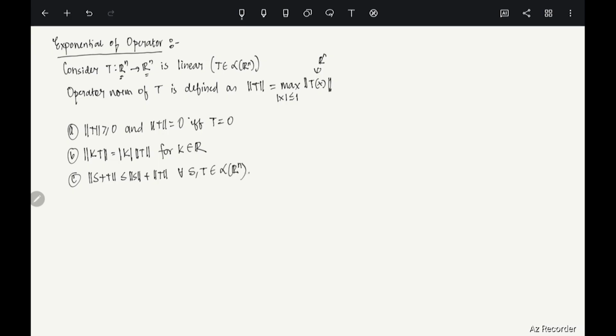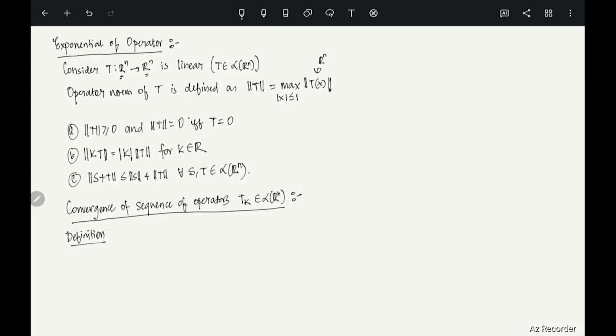Clear? Now this is fine. We have to define some kind of calculus of operators, and to do that we are first going to define convergence of a sequence of operators, a sequence of linear maps from Rn to Rn. Clear? We want to define convergence in the operator norm. So let's write down the definition.